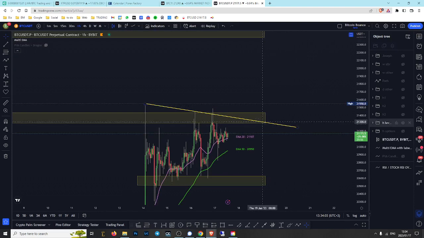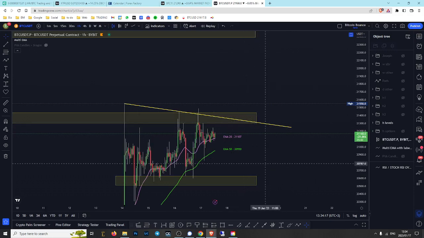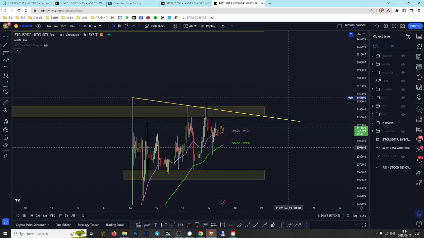So we need to break this line and break through this 20,300-odd level, and then I would take a trade to the upside up to 22,000, where I expect at least a serious pullback, and that might come all the way back down to the bottom. So at the moment, I wouldn't get into Bitcoin, and most of the other coins are in exactly the same kind of position, waiting for Bitcoin to make this move.